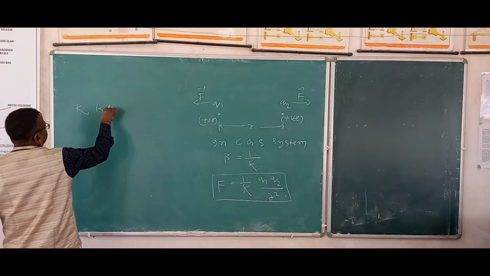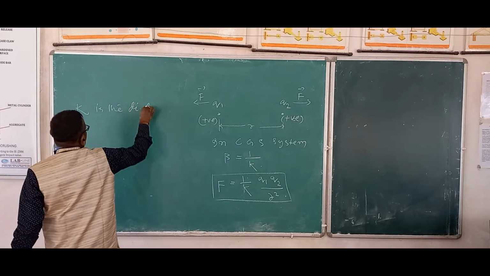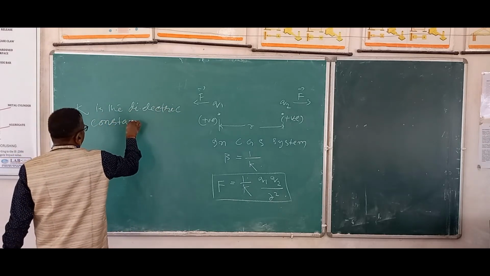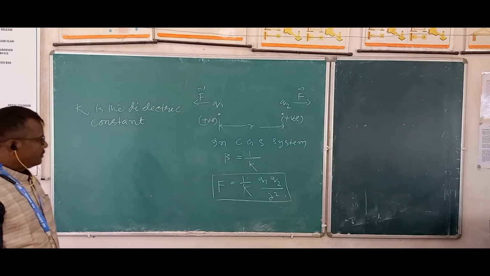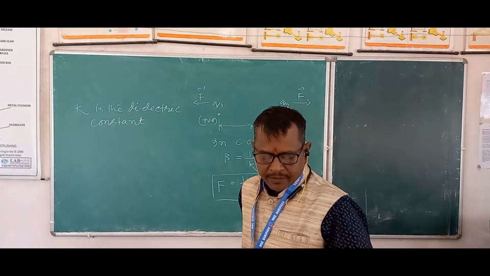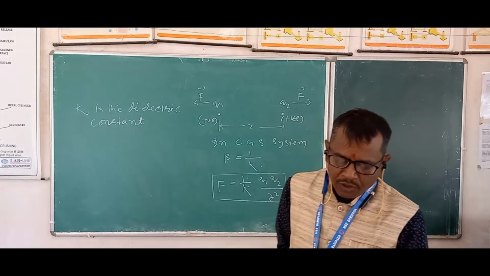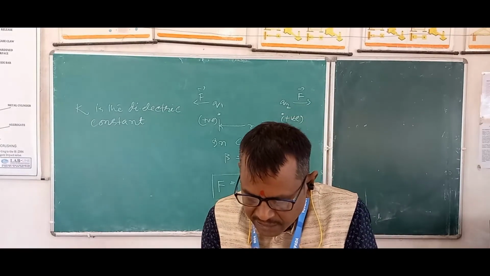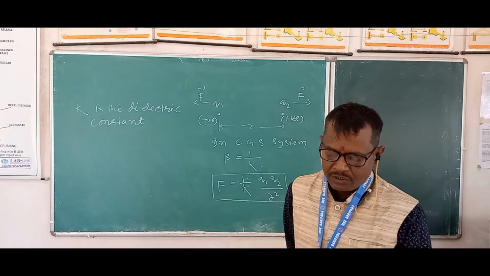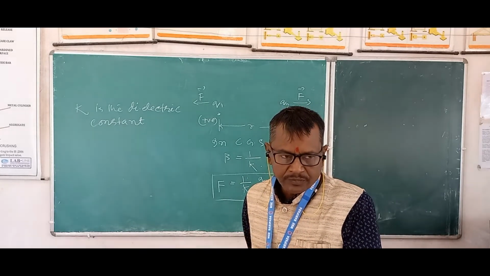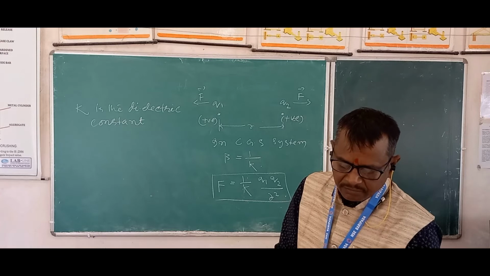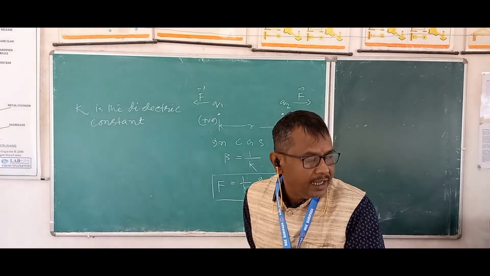This K is the dielectric constant. The dielectric constant is defined as the ratio of the force between two charged particles separated by some distance apart in free space to the force between the same two charges separated by the same distance apart in that medium.